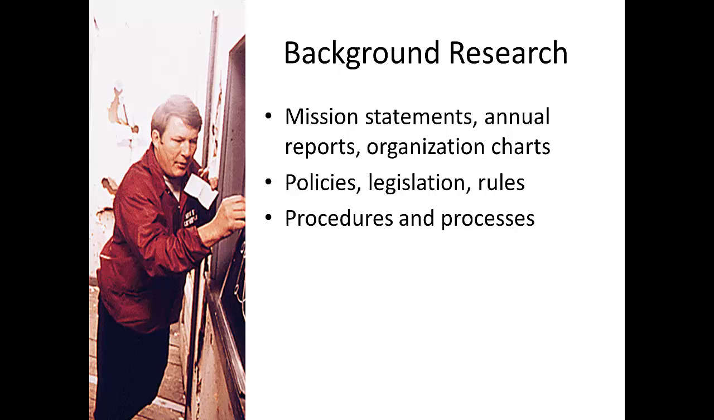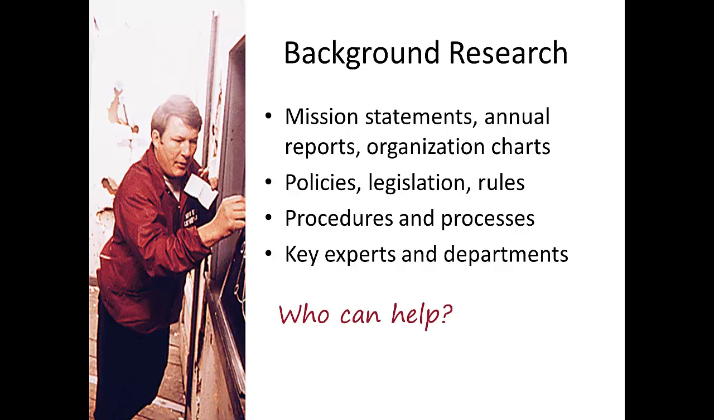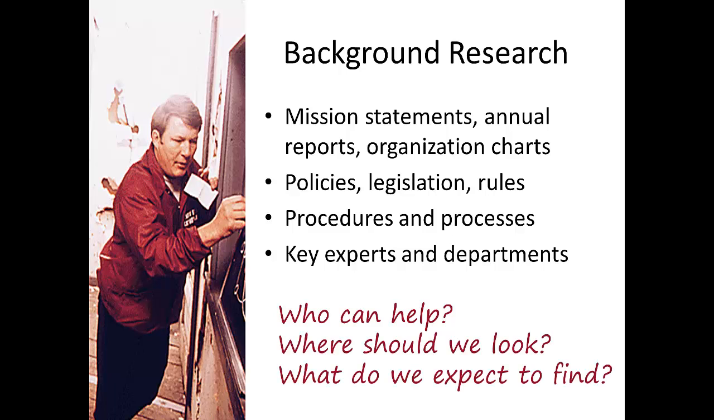Looking at some of the agency policies, rules, and procedures, or talking to a few subject matter experts can help you get the background information you need and can actually save you time down the road by helping you understand the information you find and put it in context. The basic questions to ask in this step are, who can help us? Where should we look for records and information systems? And what do we expect to find? Can we identify some key types of records we think are likely to support a given area?